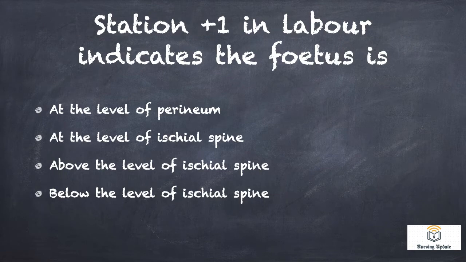Station +1 in labor indicates the fetus is: at the level of the perineum, at the level of the ischial spine, above the level of the ischial spine, or below the level of the ischial spine. This is one of the frequent questions.